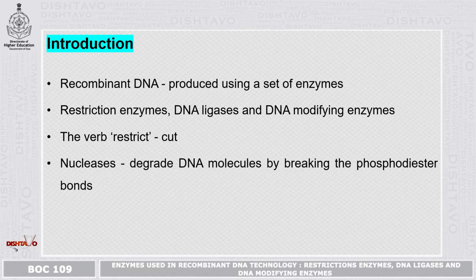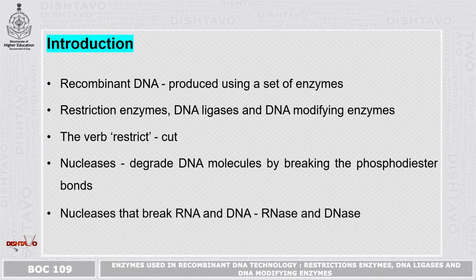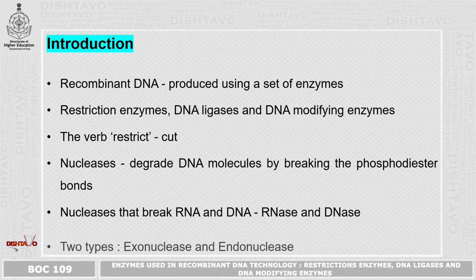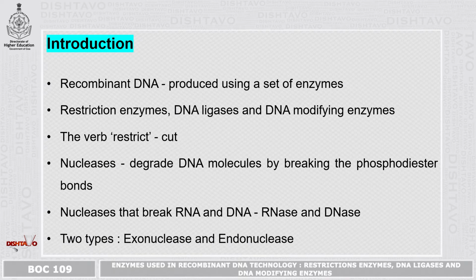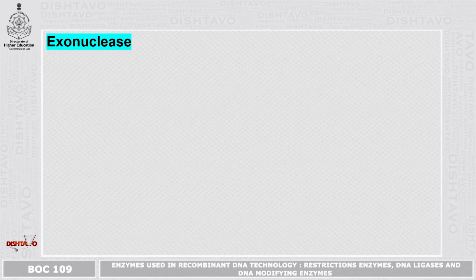Nucleases are the enzymes which degrade DNA molecules by breaking the phosphodiester bonds. Nucleases that break RNA and DNA are called as RNase and DNase respectively. Nucleases are of two types, exonuclease and endonuclease.